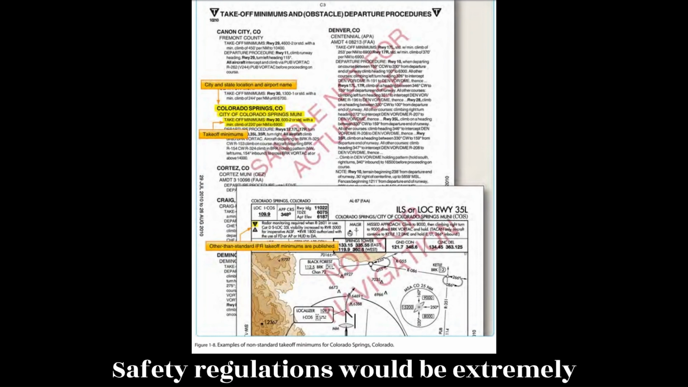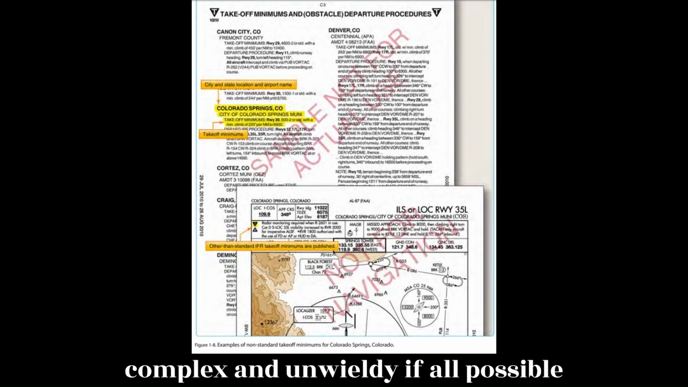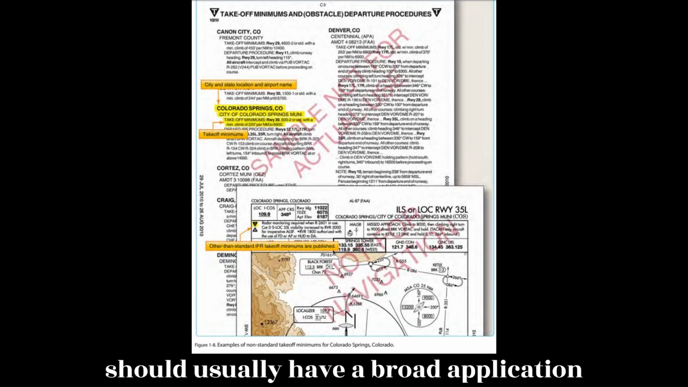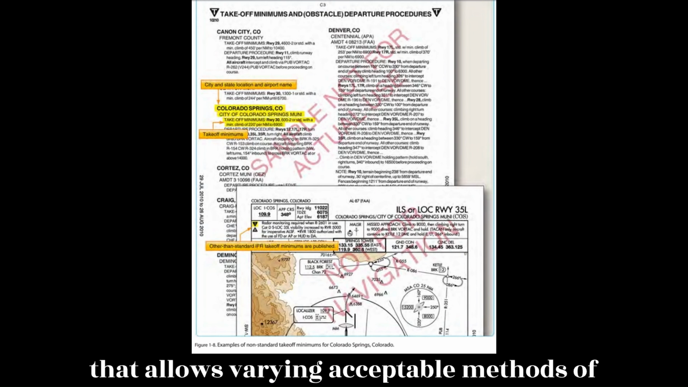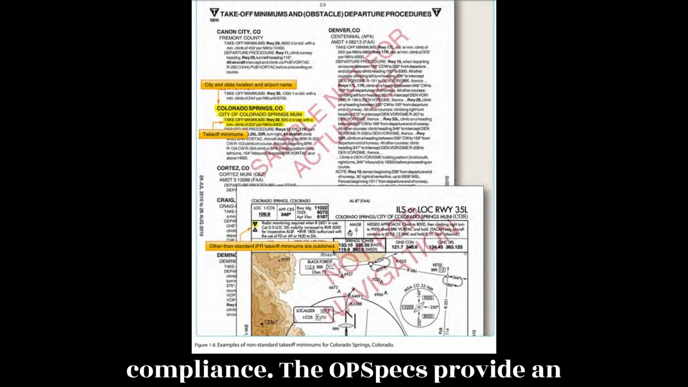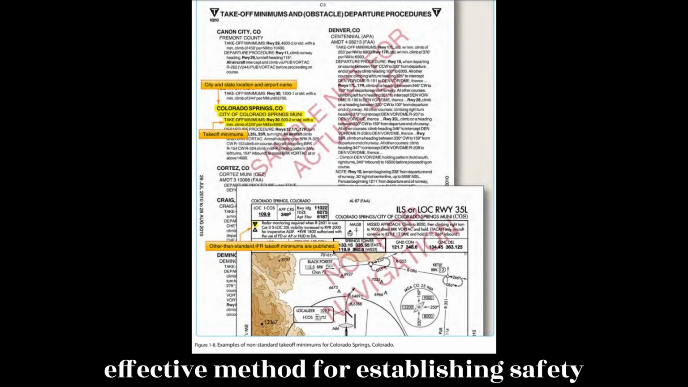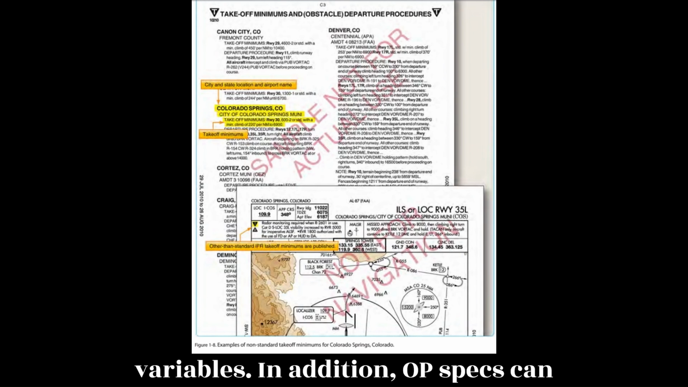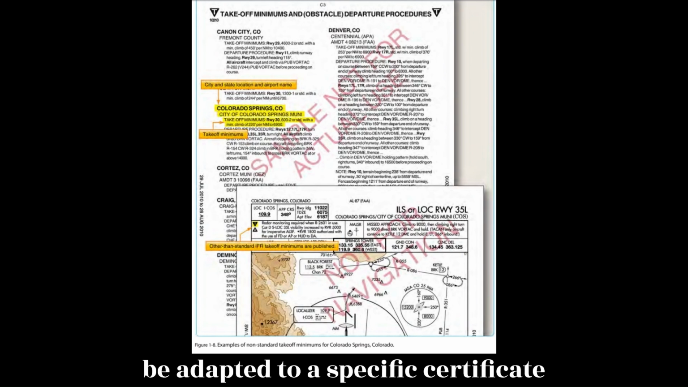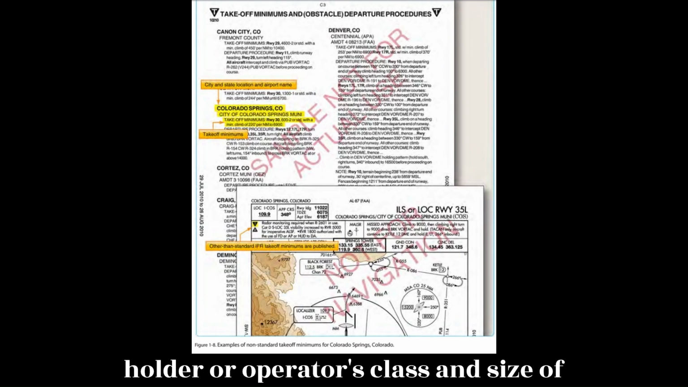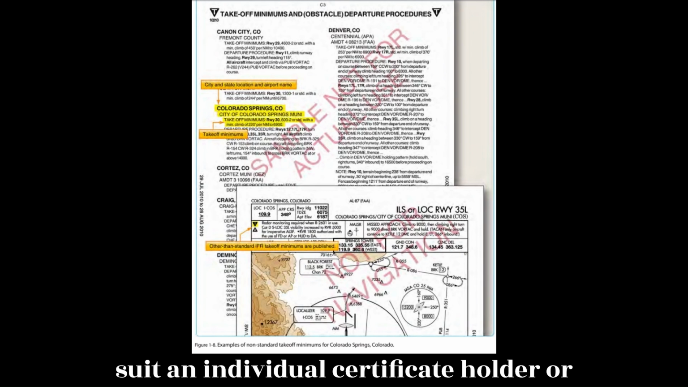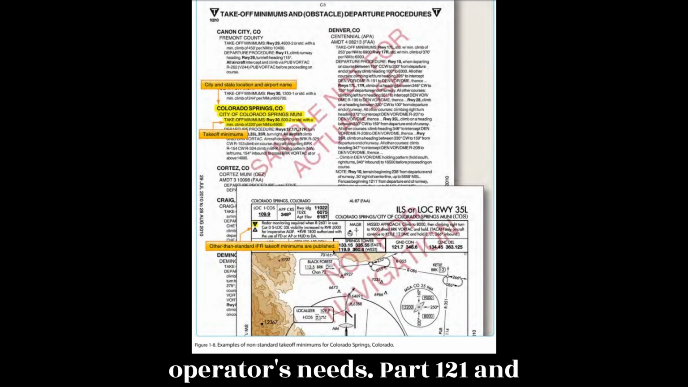Safety regulations would be extremely complex and unwieldy if all possible variations in situations were addressed by regulation. Instead, the safety standards established by regulation should usually have a broad application that allows varying acceptable methods of compliance. The opspecs provide an effective method for establishing safety standards that address a wide range of variables. In addition, opspecs can be adapted to a specific certificate holder or operator's class and size of aircraft and type and kinds of operations. Opspecs can be tailored to suit an individual certificate holder or operator's needs.